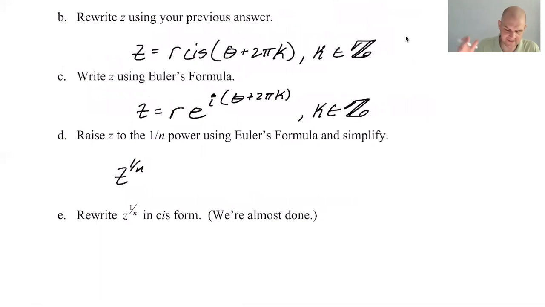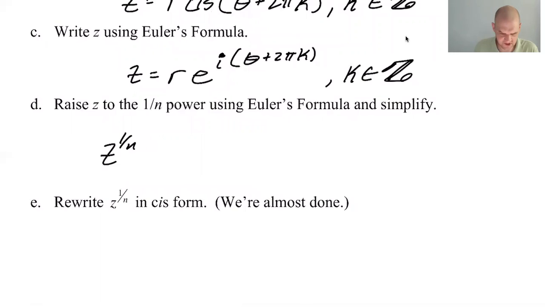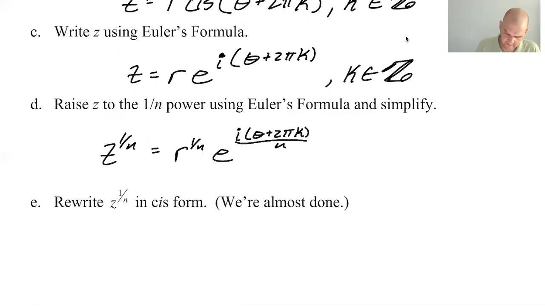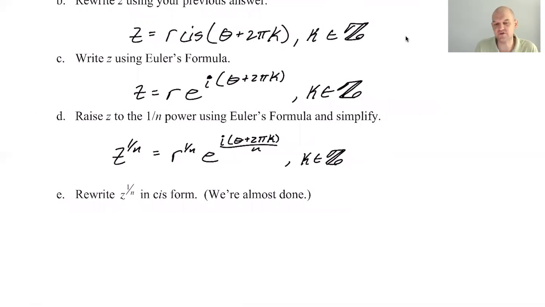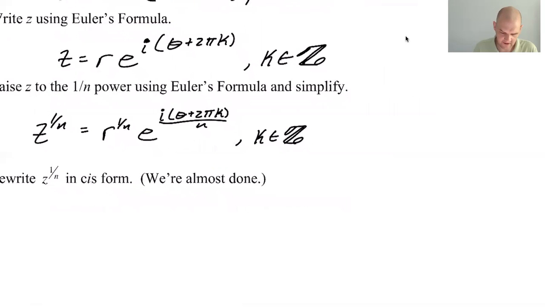Remember, r is the absolute value of the complex number. R is a real number, so we can find the nth root of a real number the way that we've always done that. So it's going to be r to the 1 over n, and then e to the i(theta plus 2 pi k) all over n, where k is an element of the integers, and n is the nth root. So if you're finding the cube roots, n is 3. If you're finding the 12th roots, n is 12, and so on.